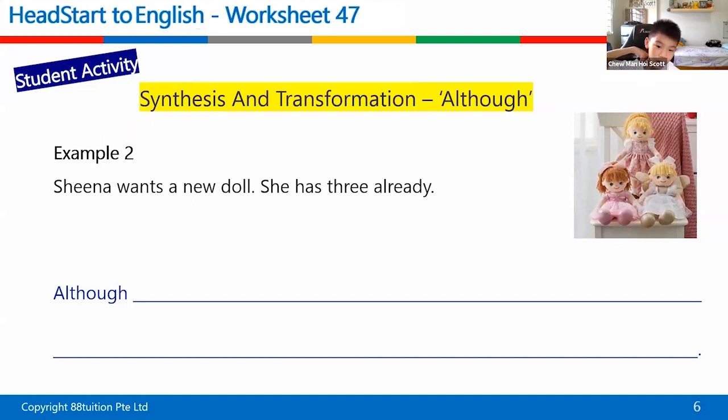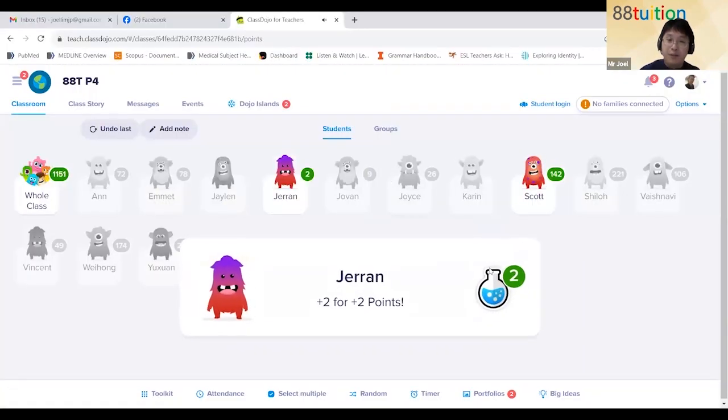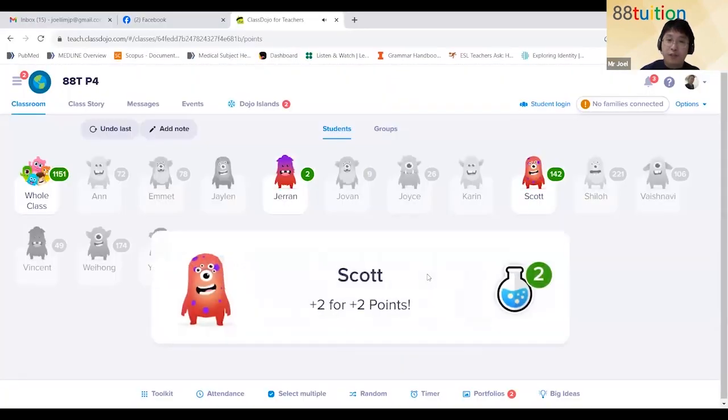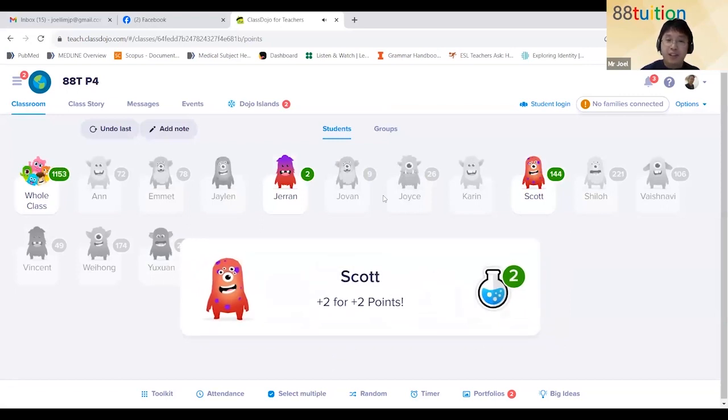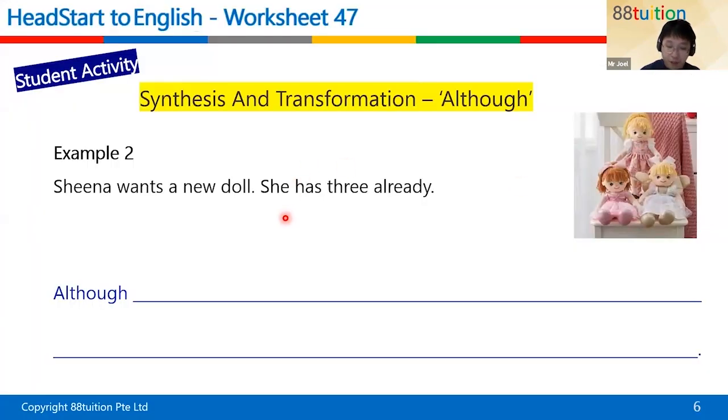Although Sheena has 3 dolls already, comma, then she wants a new doll. Very good. So you didn't repeat Sheena twice. You changed the second one to she wants a new doll. And you added the word dolls after 3. So that is absolutely correct. All right. Very good. So you are precisely correct. Very nice, Scott. So that would be 2 for Jaren, who answered correctly just now, and 2 for Scott. Okay, good. Moving on.